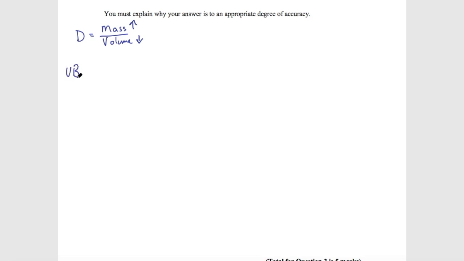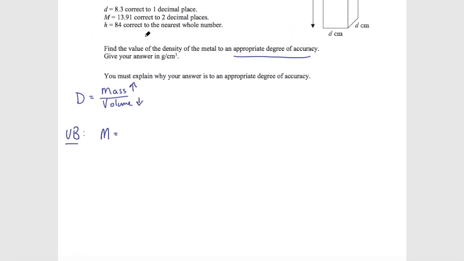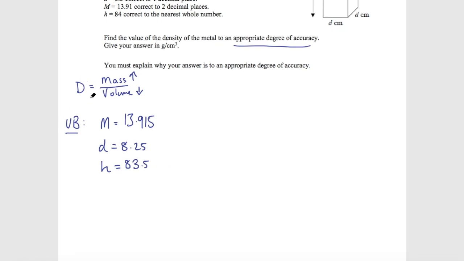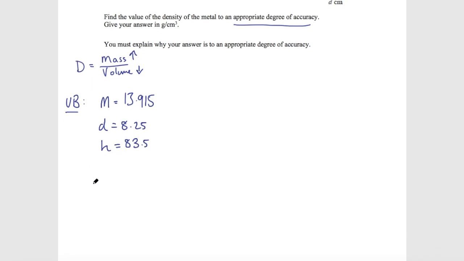So the upper bound of the density will use the upper bound of the mass. Let's have a look at the value for mass. That's 13.91, so the upper bound of that is 13.915. And then we want the lower bounds of the volume. So the lower bound of d is 8.25, and the lower bound of the height is 83.5. So that's going to give me the upper bound of the density.